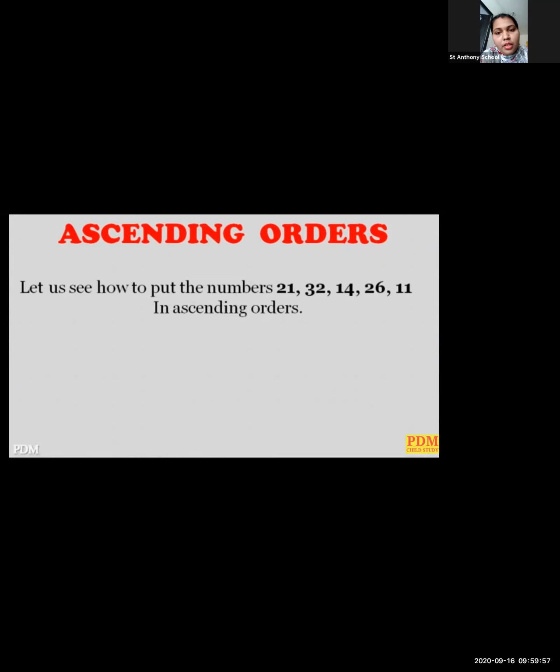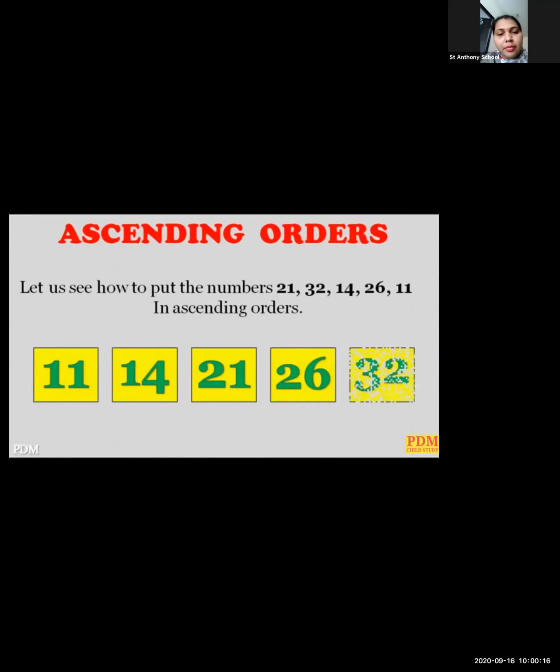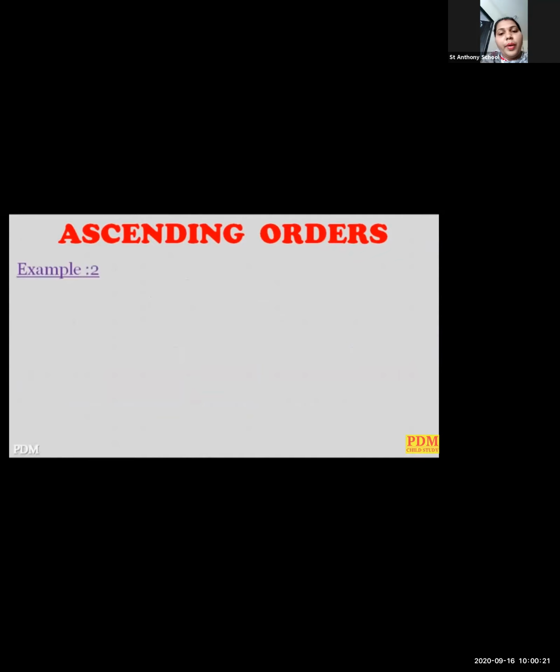Here some numbers are given. So let's see how to write those numbers in ascending order. 21, 32, 14, 26 and 11. So here in these 5 numbers, 11 is the smallest number. So that's why here we write 11 first. And then 14, 21, 26 and 33.